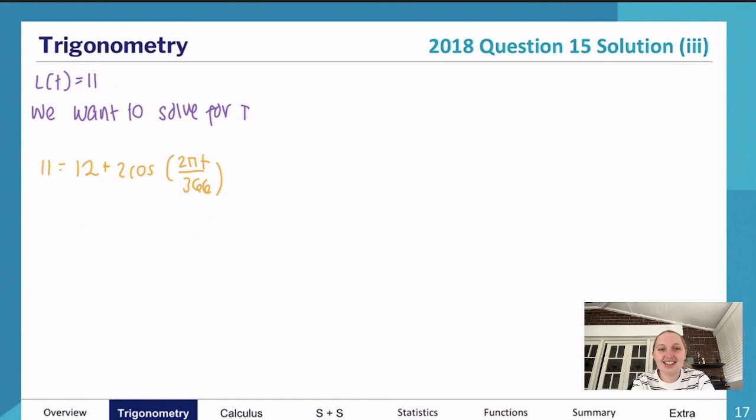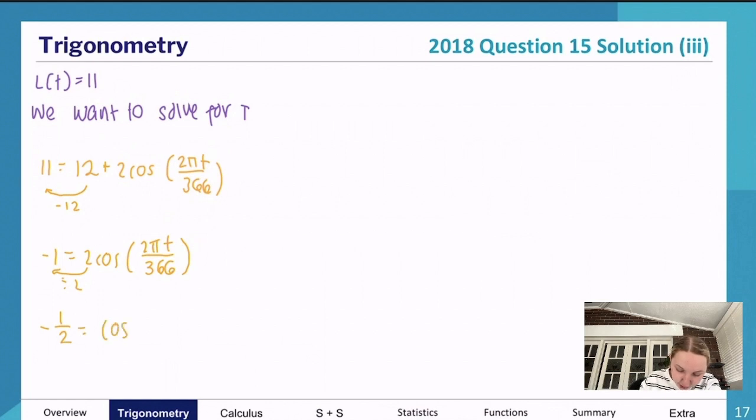Okay, and so this is where we are now trying to solve for t. First thing we want to do is minus this 12 across. So we do minus 12 on both sides, and we're going to get minus 1 is equal to 2 cos 2 pi t on 366. And then another easy thing we can do is take this 2 across and divide it, so we're going to get negative 1/2 is equal to cos of 2 pi t on 366.